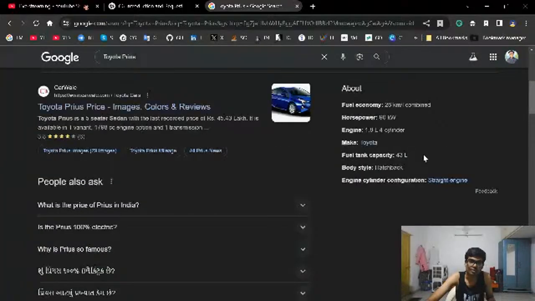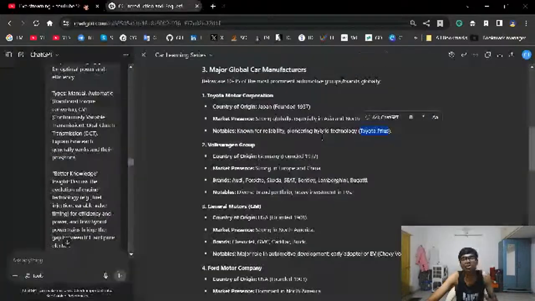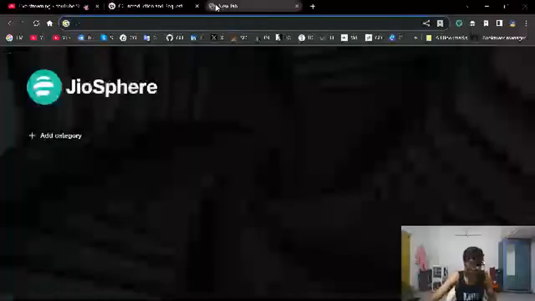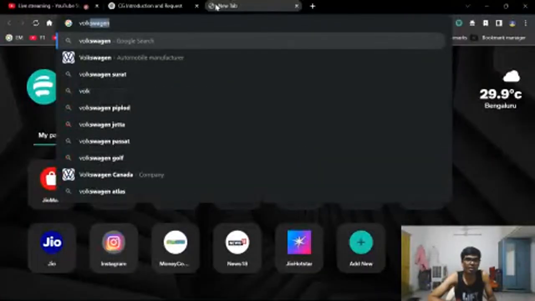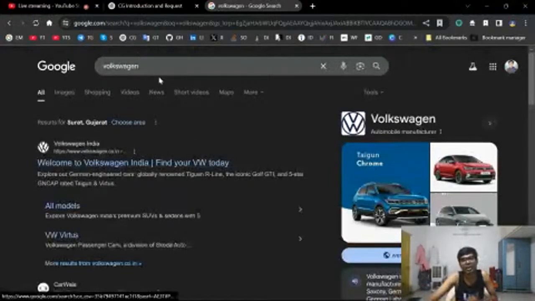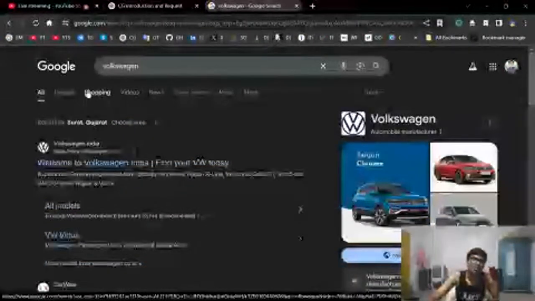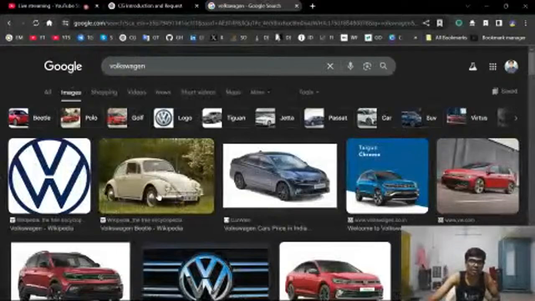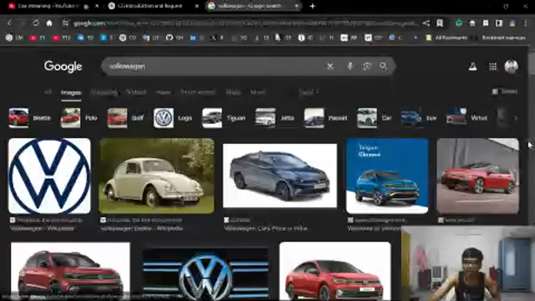So let's go forward to Volkswagen, one of the biggest groups. They provide very good quality cars with very high-powered engines. They work like very smooth cars. Here they are, the logo of Volkswagen. This is one of the big Volkswagen models, and these are very smooth cars.